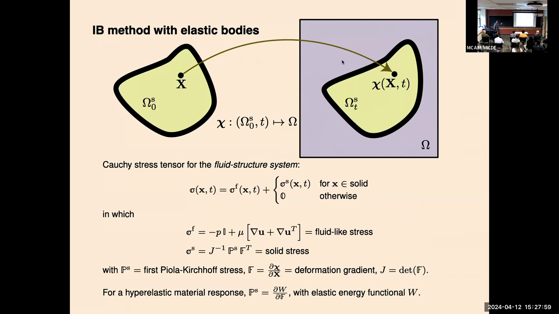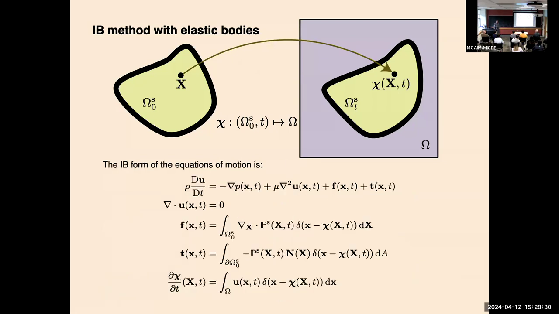Within the fluid region, it's just the regular stress tensor for a viscous incompressible fluid. We're going to describe the elasticity of the structure in terms of the first Piola-Kirchhoff stress tensor. For a hyperelastic material, so you've got some kind of hyperelastic energy functional, that stress is the derivative of the energy functional with respect to the deformation gradient tensor. And then J is going to show up a lot. J is the determinant of the deformation gradient tensor. For an incompressible material, it should always be one.